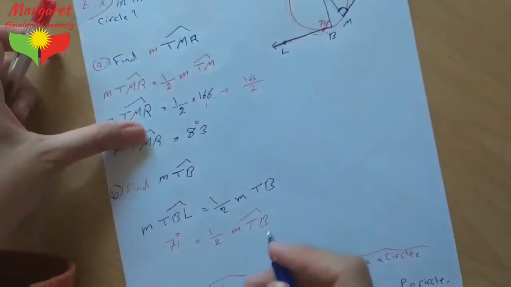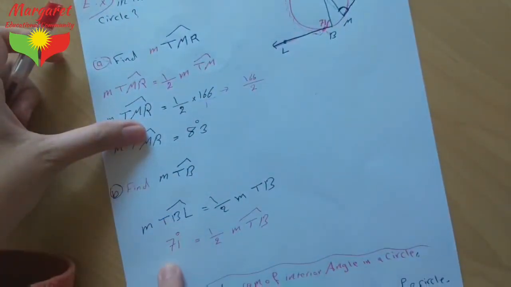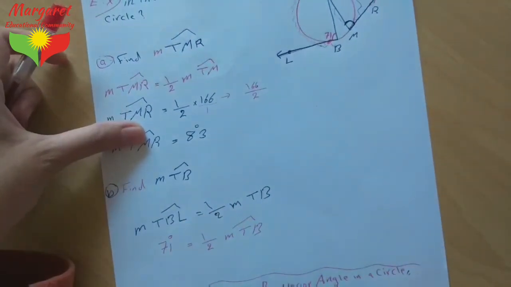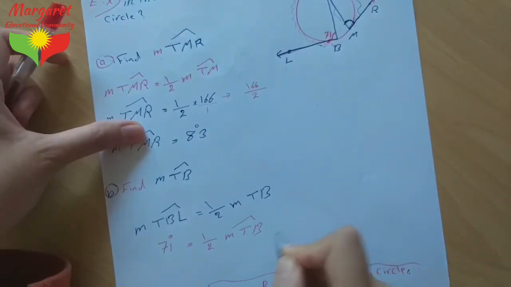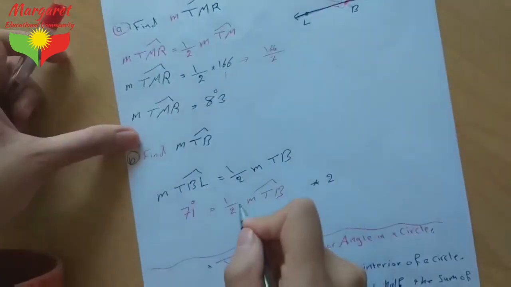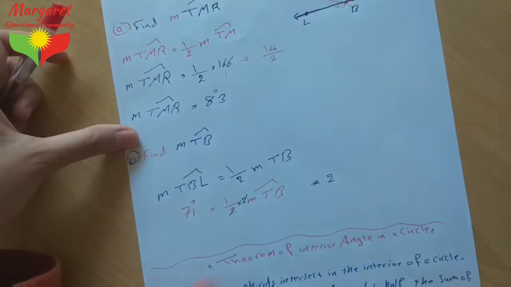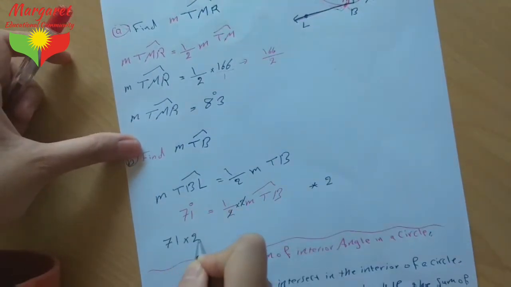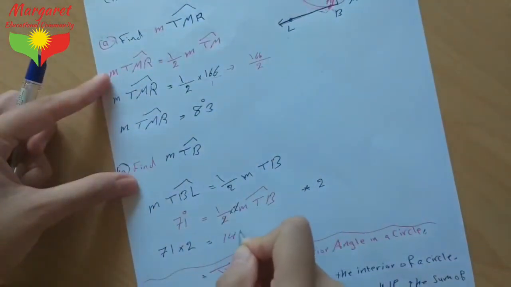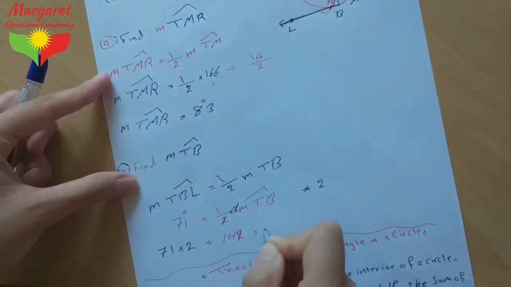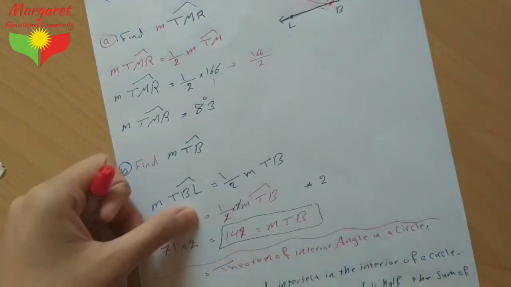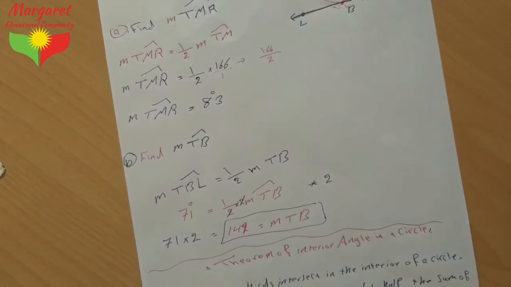So to find the measure of TB, you must multiply both sides by 2. The 2 and 2 cancel. 71 times 2 is equal to 142. So the measure of TB is 142.